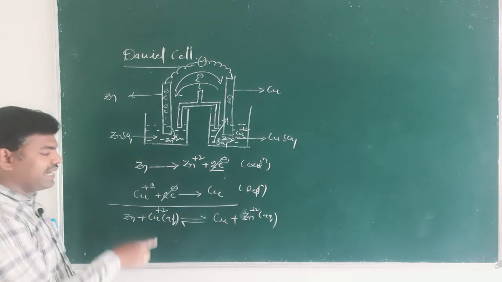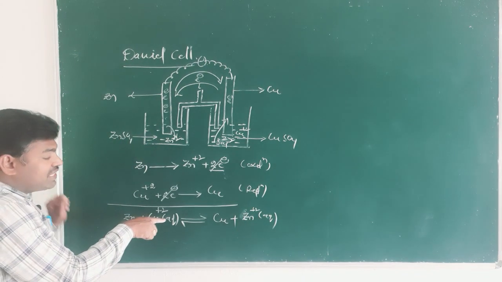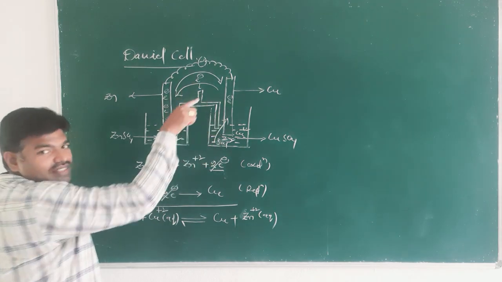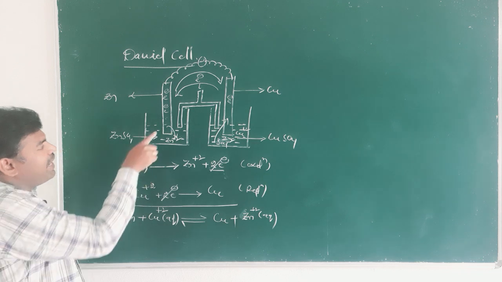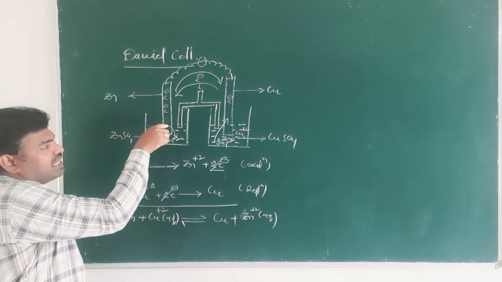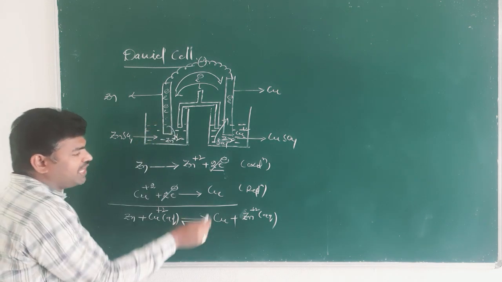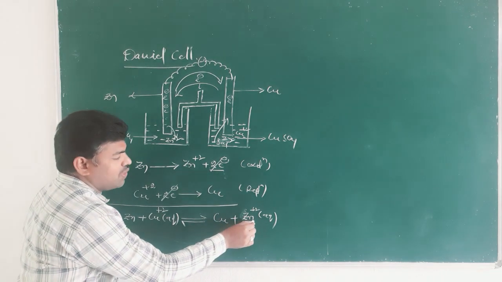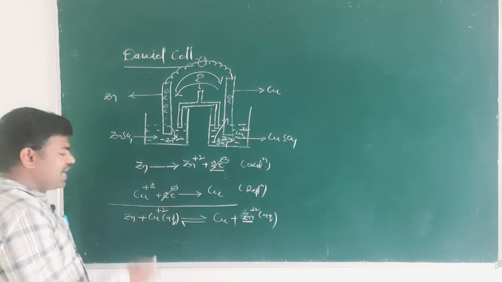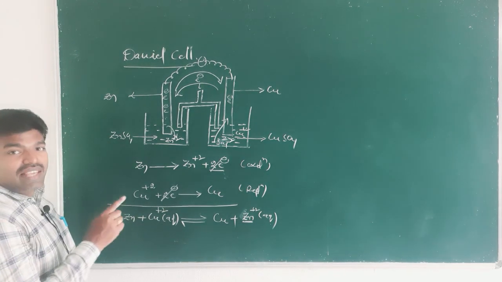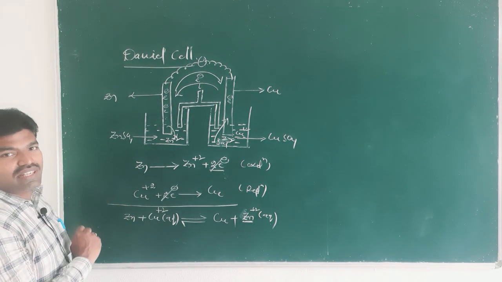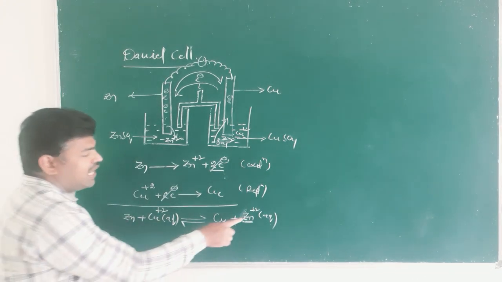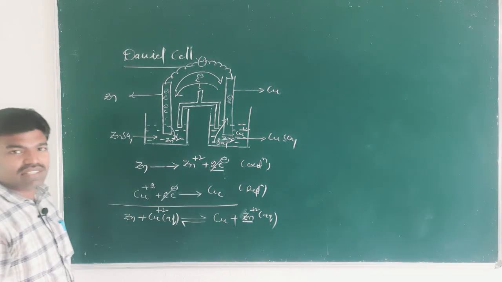Why are we writing aqueous? Cu+2 ions got reduced to copper, and due to the oxidation of zinc, Zn+2 ions come into the zinc sulfate solution. So the Zn+2 ions are in the aqueous solution, and the Cu+2 ions remain in the aqueous solution. That is why we should write Cu+2 aqueous and Zn+2 aqueous, right.